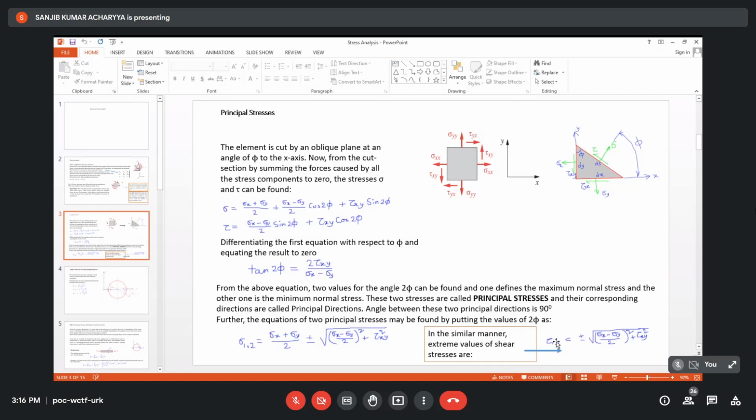We will get the maximum value of tau, plus minus, considering the magnitude wise, these are the maximum value, but one in positive sign, another in negative sign, plus minus. So here two extreme shear stresses are given. One, plus root over this, second, minus root over this. Understood? Yes, sir. Look, this component is common, isn't it?